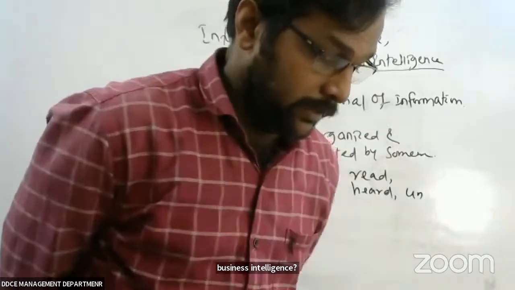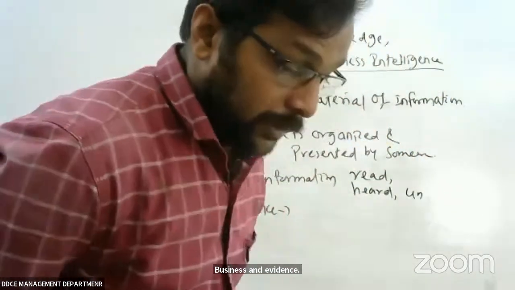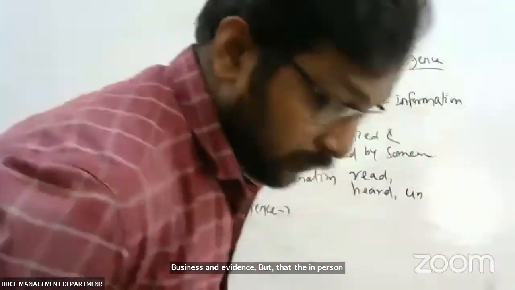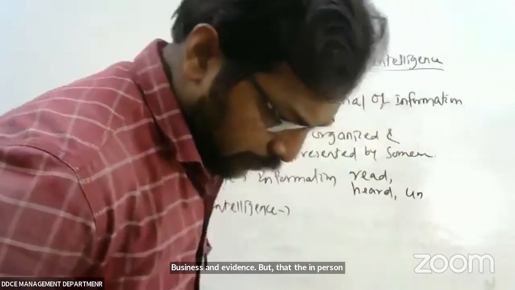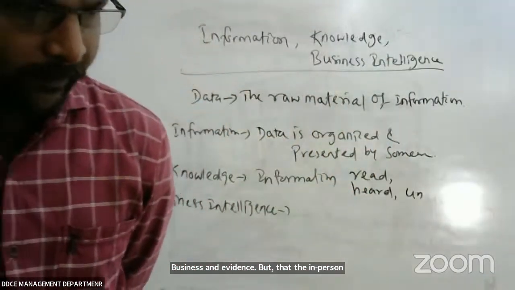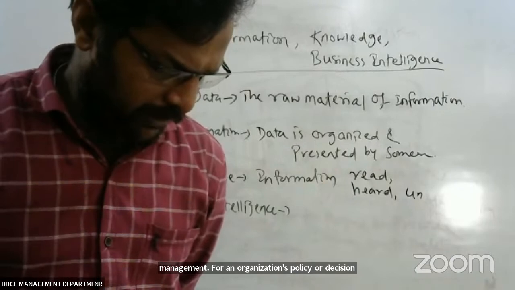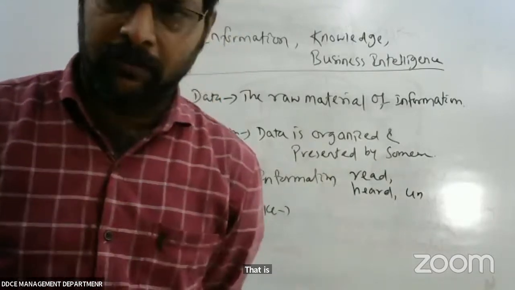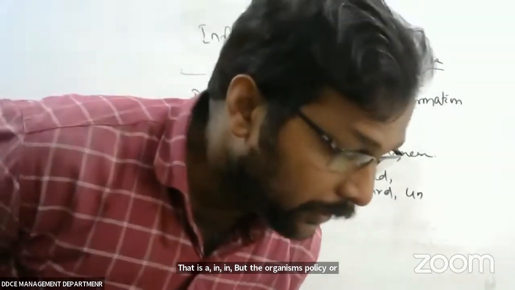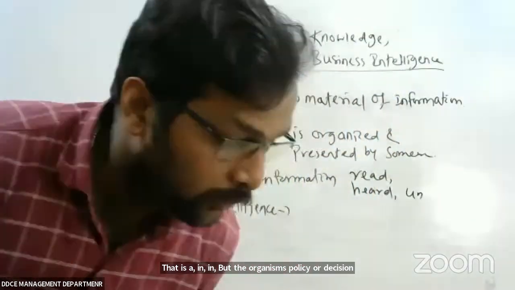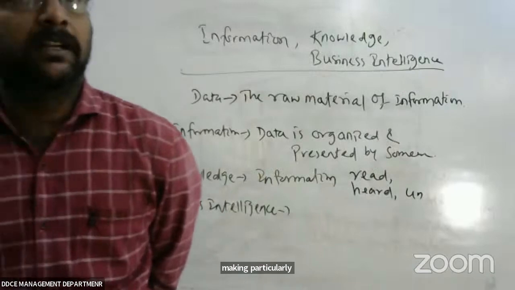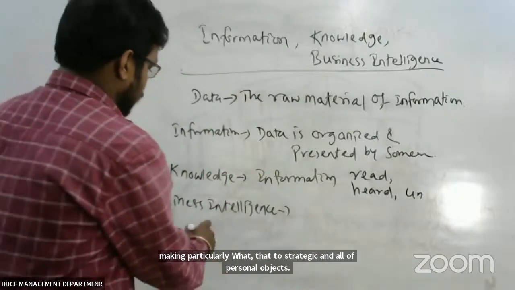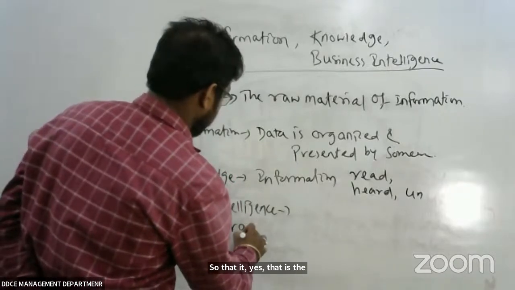Business intelligence is the information management for an organization's policy or decision making, particularly when tied to strategic and or operational objectives. So that is the case. So that is the organization's policy.